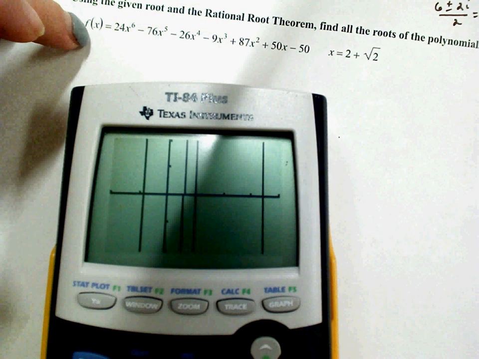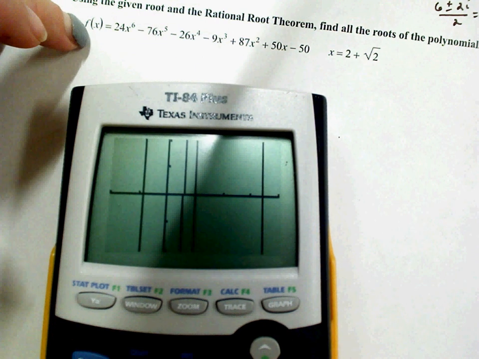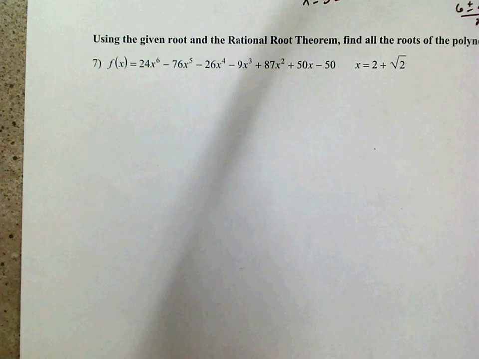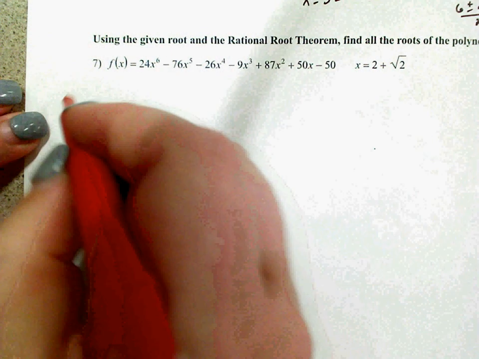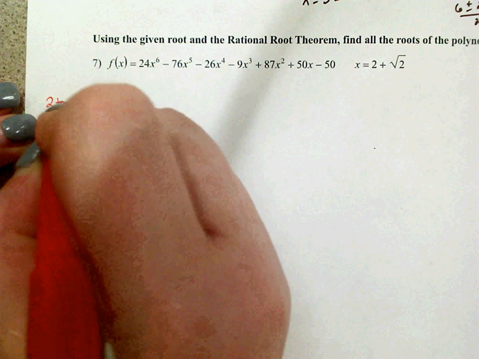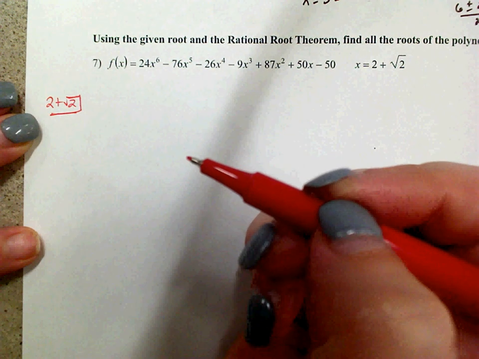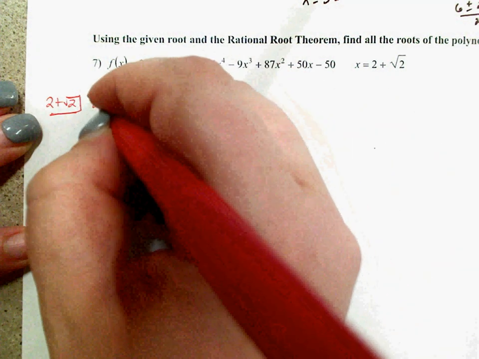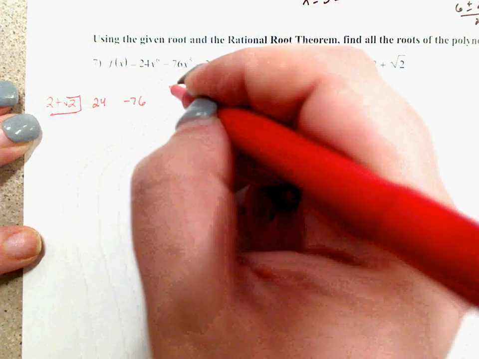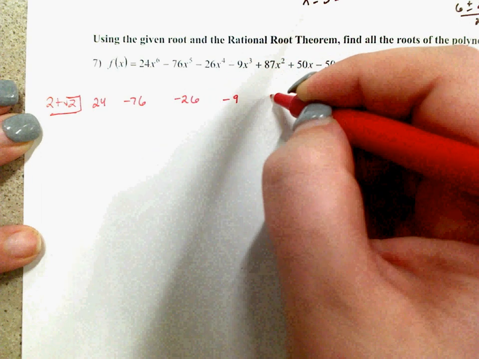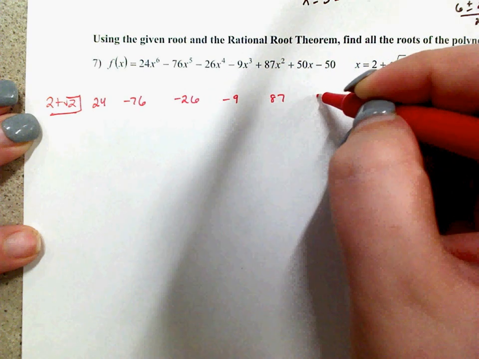Okay. So let's do this. 2 plus the square root of 2 divided into 24, negative 76, negative 26, negative 9, 87, 50, negative 50, and there we go.